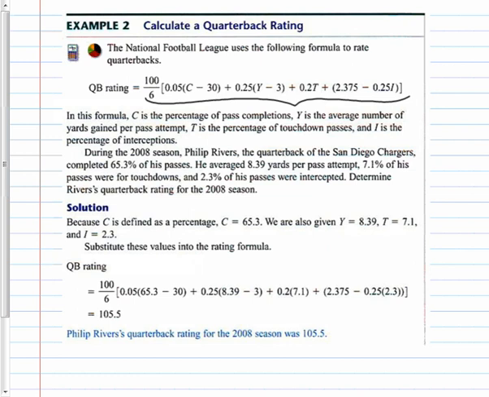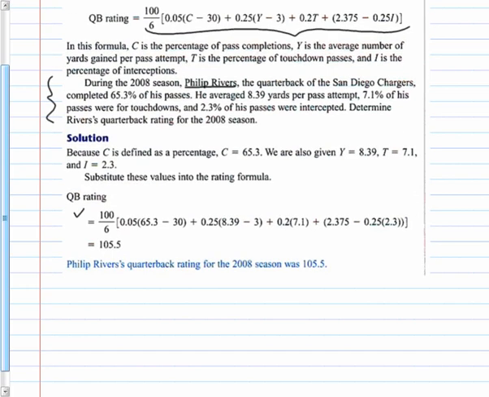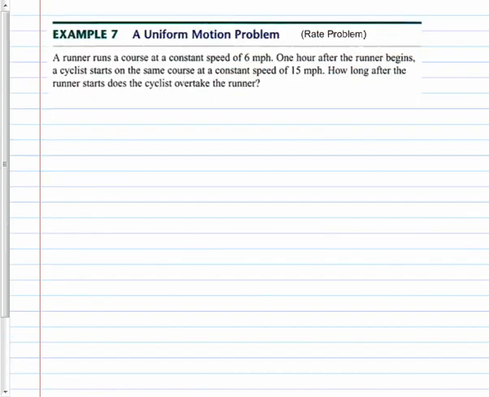C, percentage of pass completions. Y, average number of yards gained. They explained what all the variables are. Then they tell us, here's a person called Philip Rivers, and he happened to have these numbers. So you substitute the numbers into it. And when you are done, you figure out that in whatever season this was, Philip Rivers had 105.5 QBR, quarterback rating. You'll get some where you're just given the formula and you fill in the values. Won't spend more time on that.